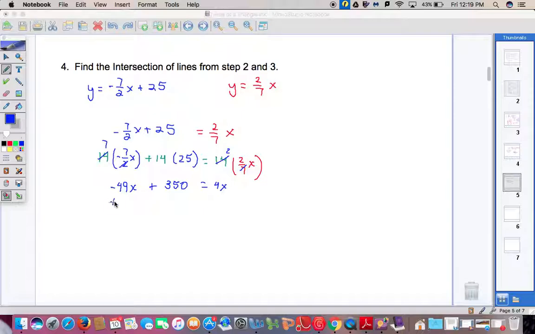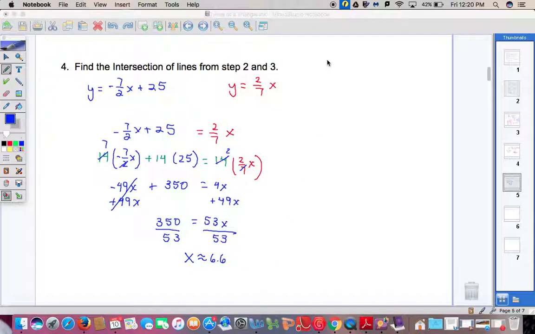Now I want to isolate my variable term to one side, so I'm going to move that negative 49x to my right side. On my left side they cancel, and I'm left with 350 is equal to 53x. Then I will divide both sides by 53. So I'm left with 350 divided by 53, and that gives me that x is pretty close to about 6.6.